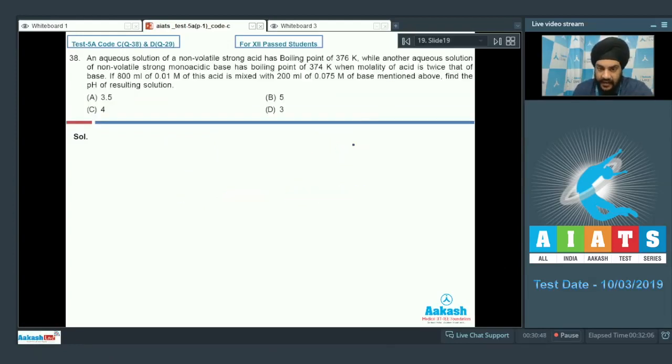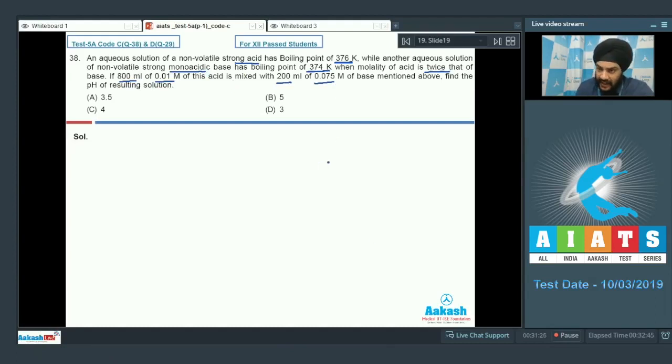Question number 38. An aqueous solution of a non-volatile strong acid has a boiling point equal to 376 Kelvin, while another aqueous solution of a non-volatile strong monoacidic base has a boiling point of 374 Kelvin when the molality of the acid is twice that of the base. So the examiner seems to be interested in the pH of the solution when 800 ml of 0.01 molar of the acid is mixed with 200 ml of 0.075 molar of the base mentioned.